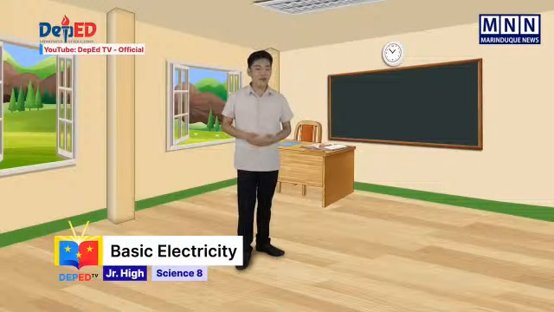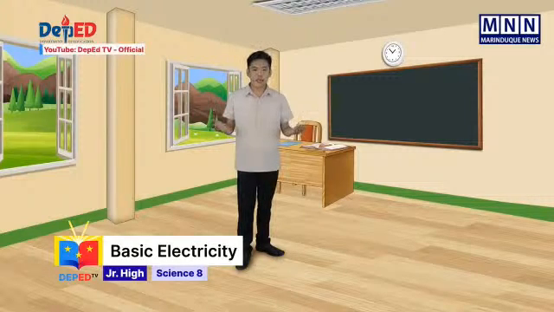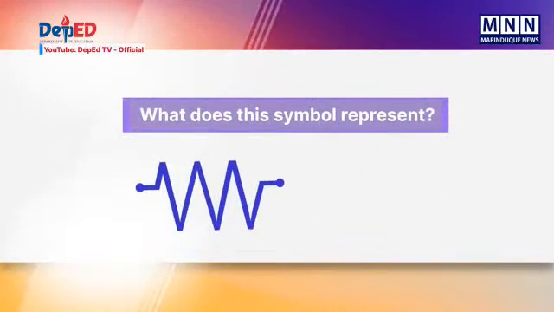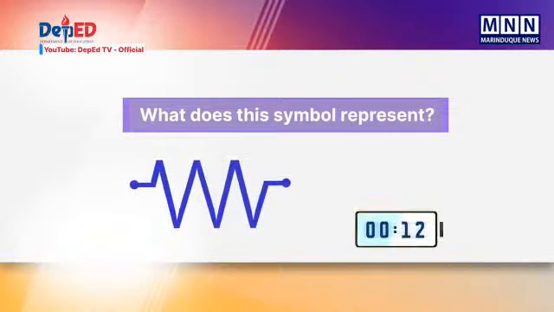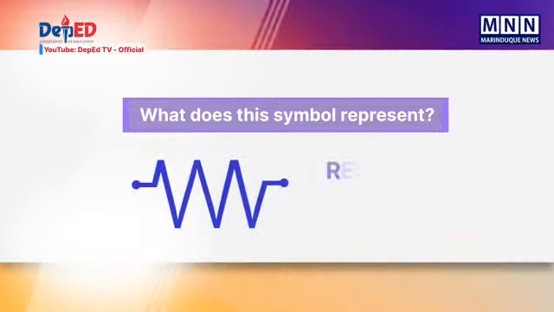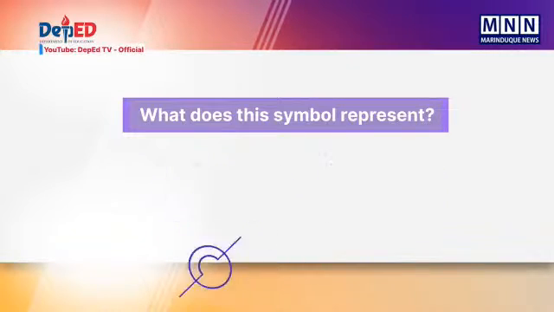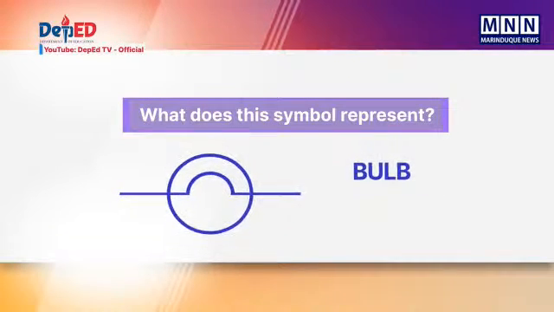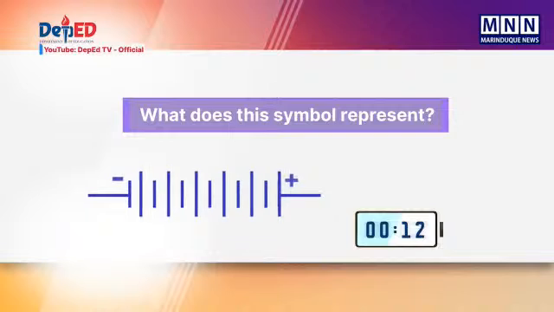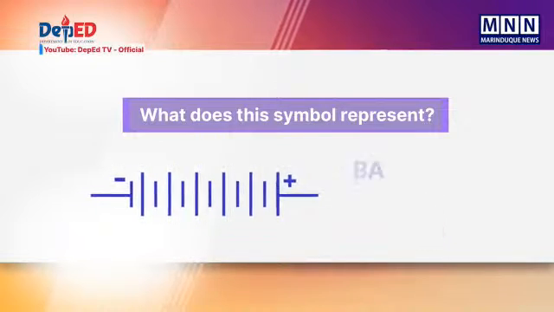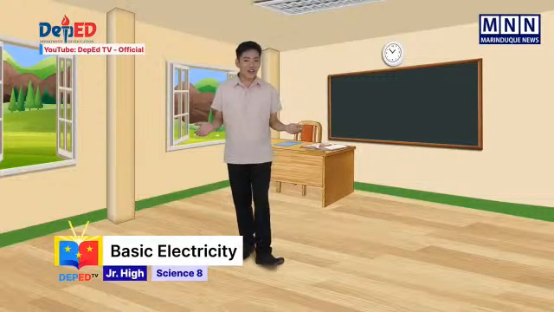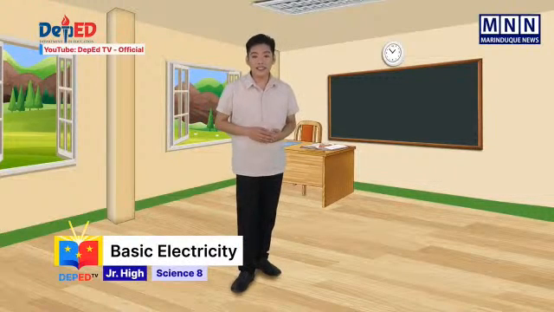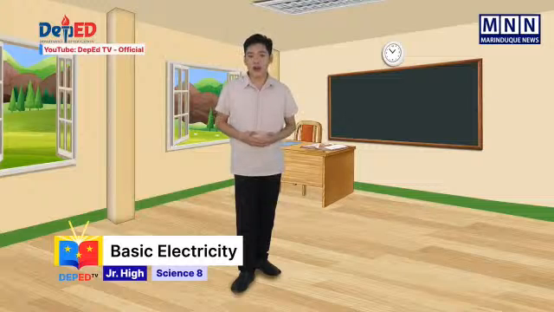Wow! That was a lot of numbers. I hope you could remember all those. Before we proceed, let's recall the symbols related to the Ohm's law. Let's see if you can remember. What does this symbol represent? Right! Resistor. What about this one? Correct! Bulb. What about this next symbol? Awesome! Battery.